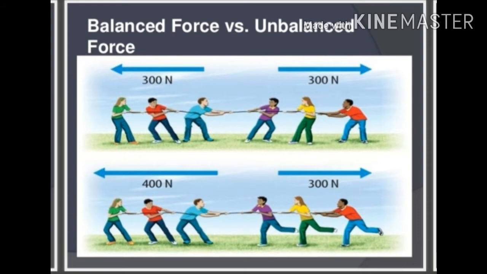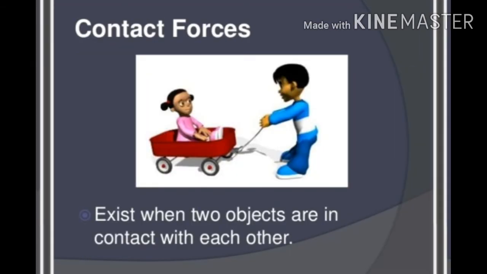Now, balanced forces versus unbalanced forces. In the first pic, the balanced forces are 300 Newton from both sides, so the net result is 0. And in the second pic, the forces are unbalanced, 400 Newton and 300 Newton. So a 100 Newton force produces effect.